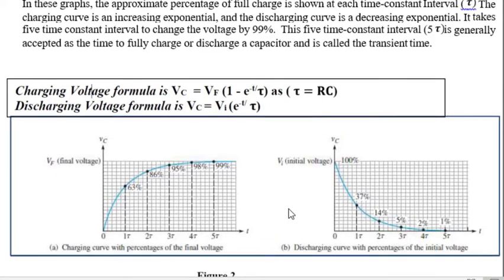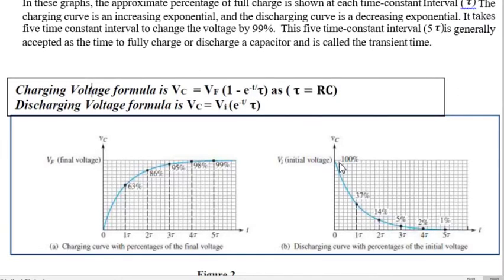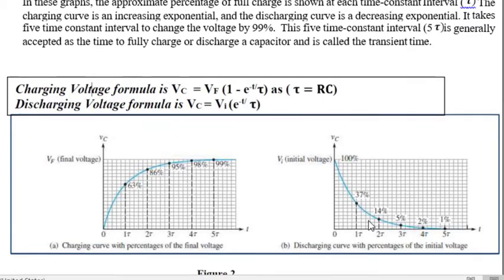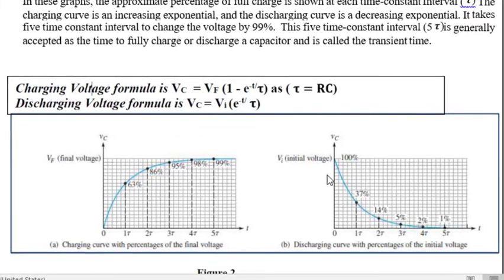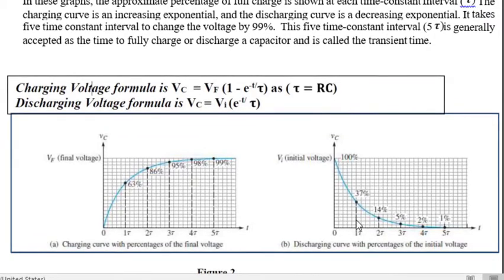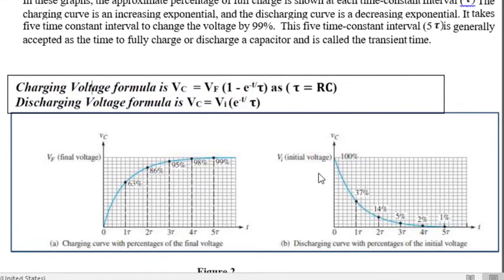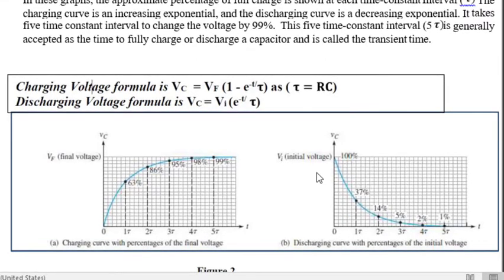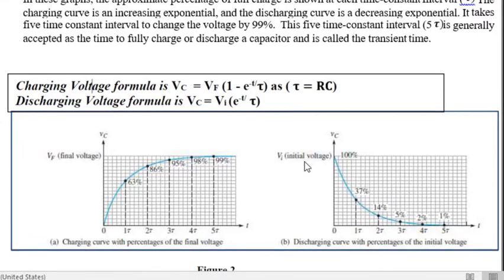Similarly, if we look at the second graph and using the second formula for voltage discharging, when the capacitor is discharging, after one time constant, the voltage decreases to 37%. After two time constants, the voltage decreases across the capacitor to 14% of the total initial voltage.